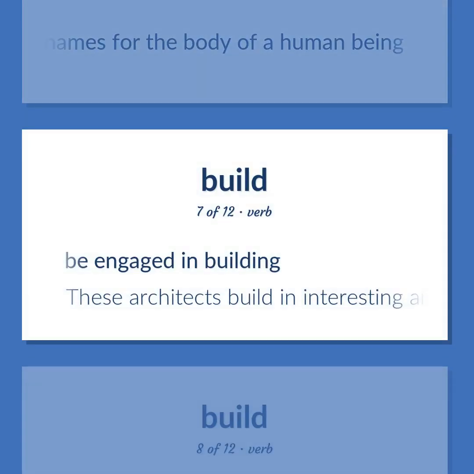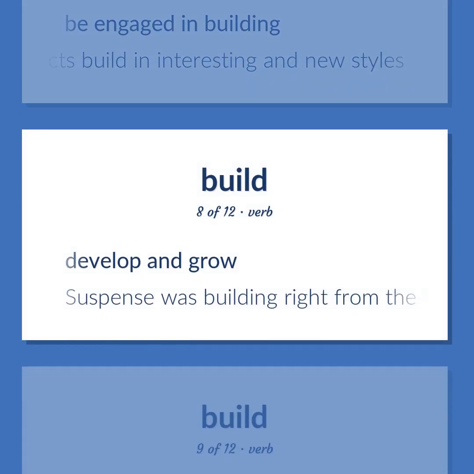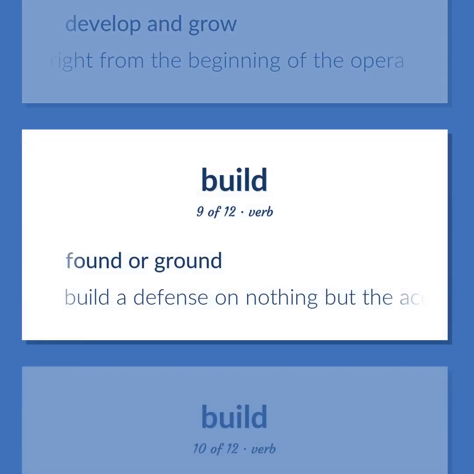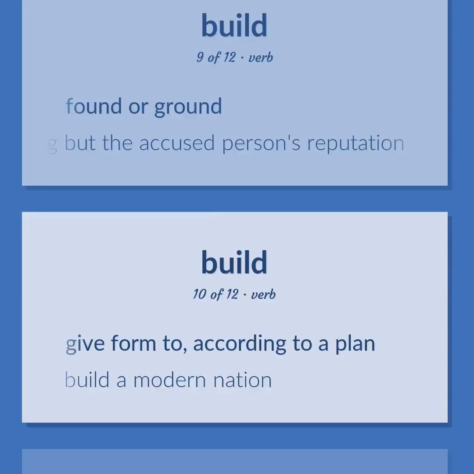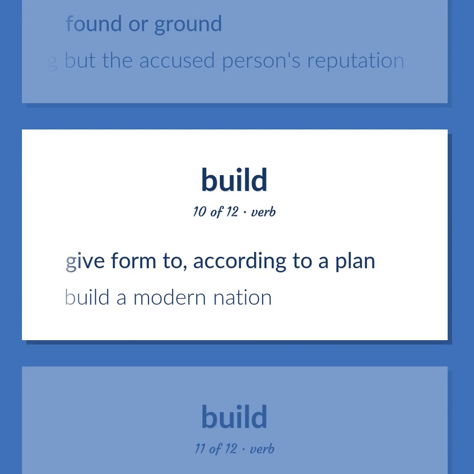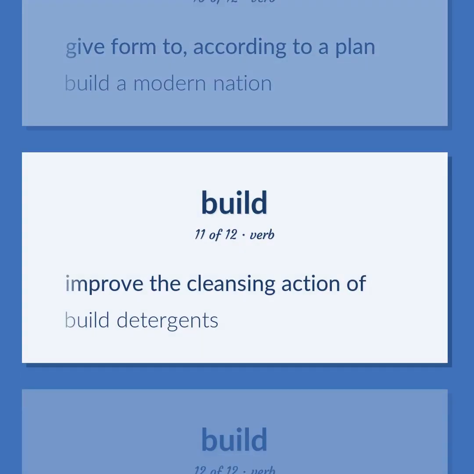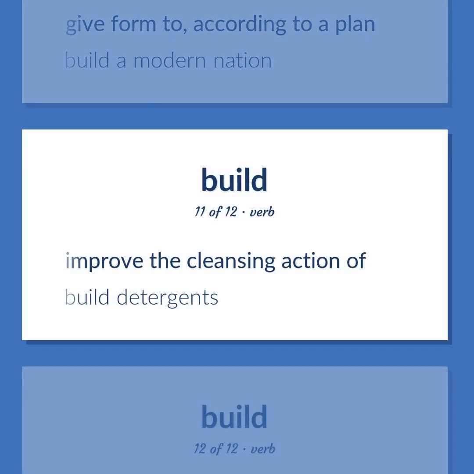Be engaged in building. These architects build in interesting and new styles. Develop and grow. Suspense was building right from the beginning of the opera. Found or ground. Build a defense on nothing but the accused person's reputation. Give form to, according to a plan. Build a modern nation. Improve the cleansing action of. Build detergents.